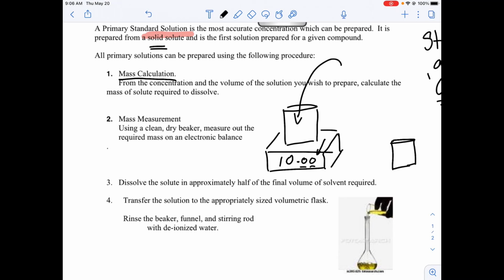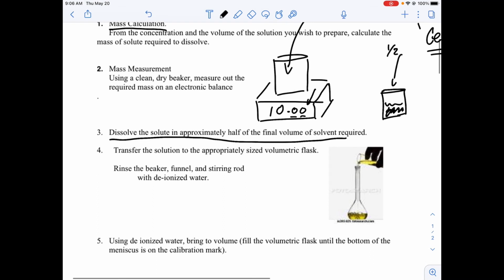So once we've got the mass in the beaker, we'll take the beaker off, and then I'm going to add half the volume of the solution. So if I'm making 100 milliliters of solution, I add 50 milliliters of solution, and I stir to mix it. I want to dissolve all of that solute so that this solution has all of the solute in it. Then I will transfer that into a volumetric flask.